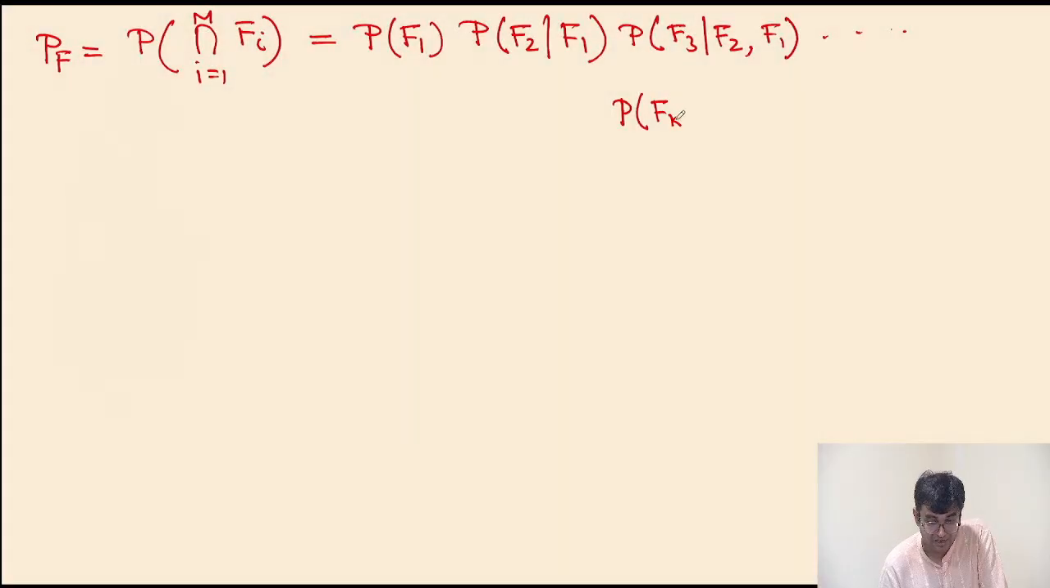Now, this joint distribution, how can I write it? Using the product law, right? What is the product law? The product law is the probability of F1 multiplied by the probability of F2 given F1, multiplied by the probability of F3 given F2 and F1, dot dot dot, and the last term is the probability of Fm given F1 to m minus 1. Simple product law of probability, right?